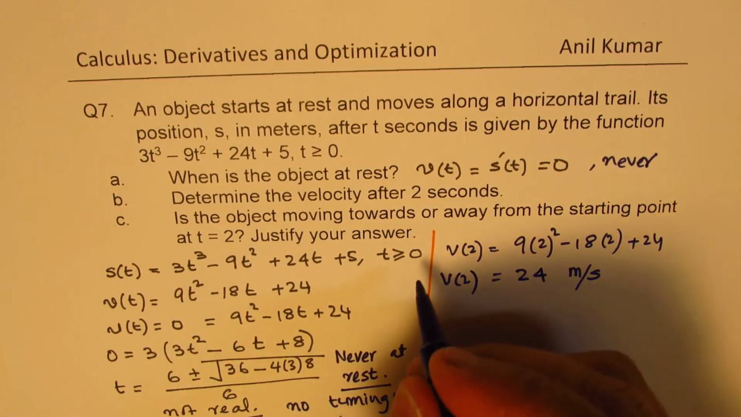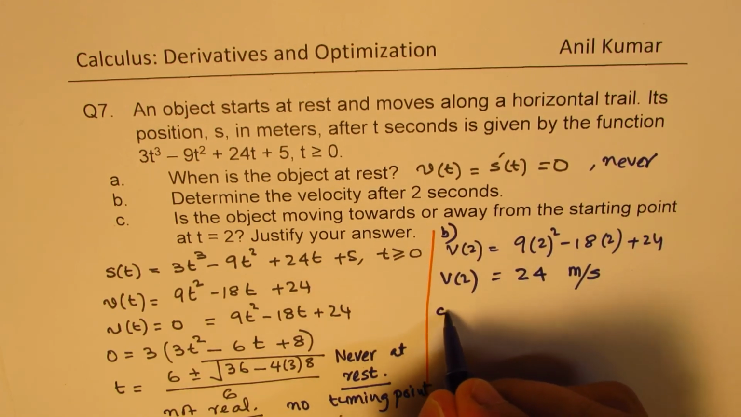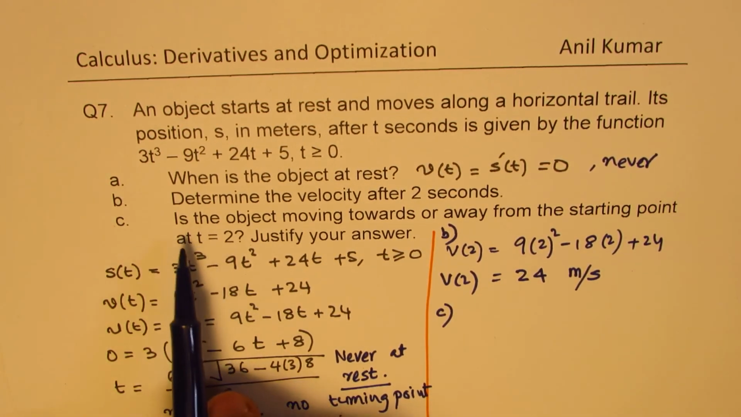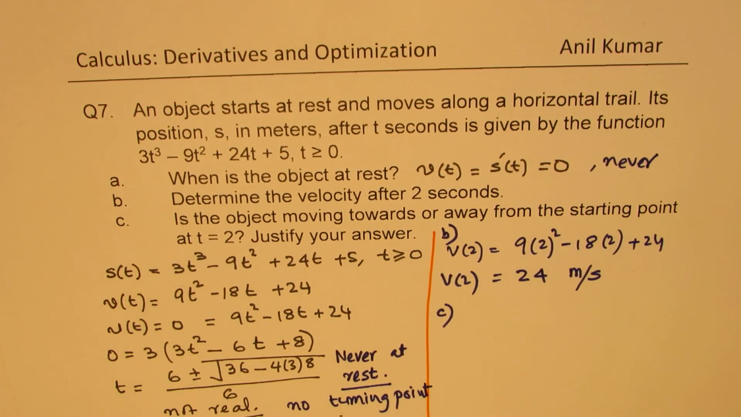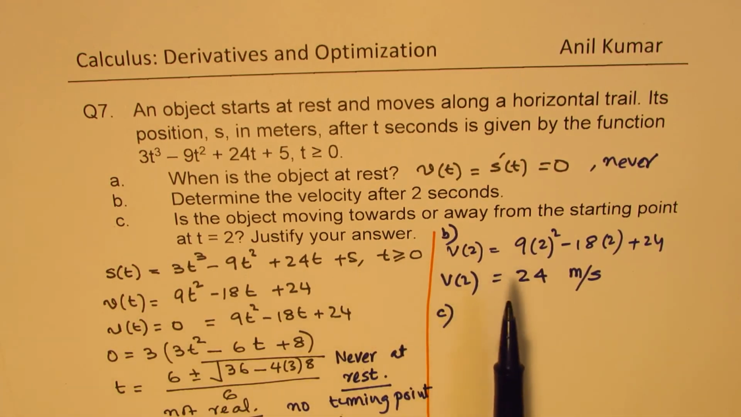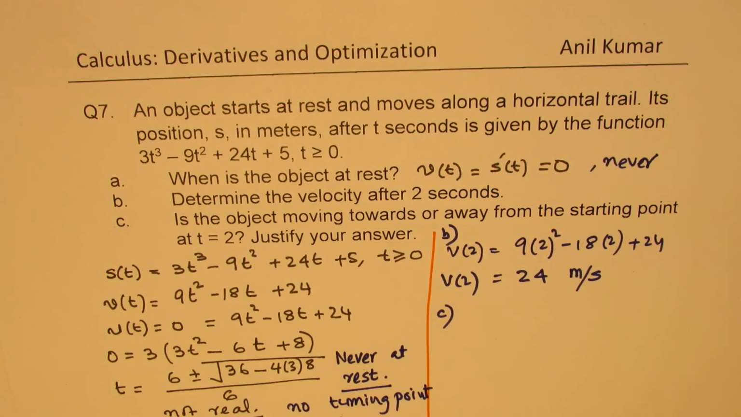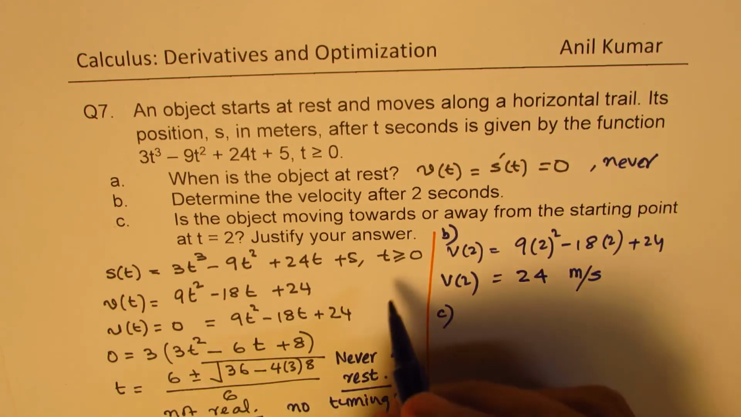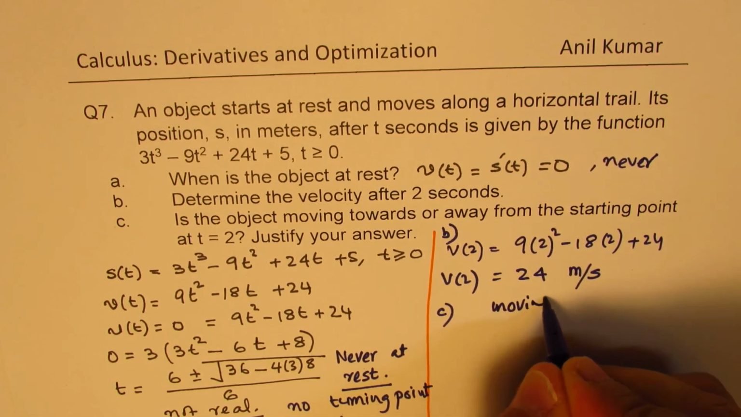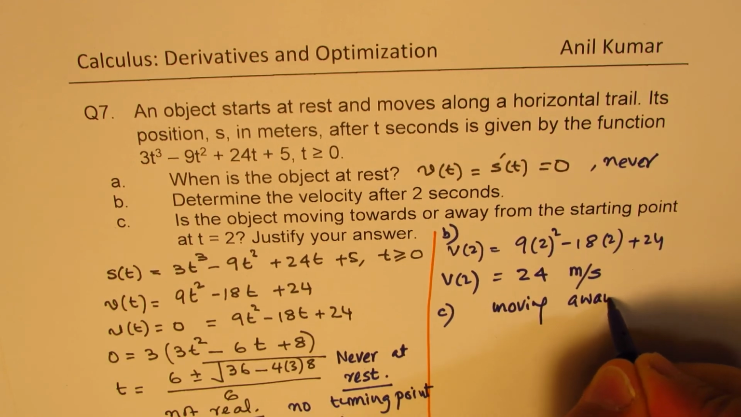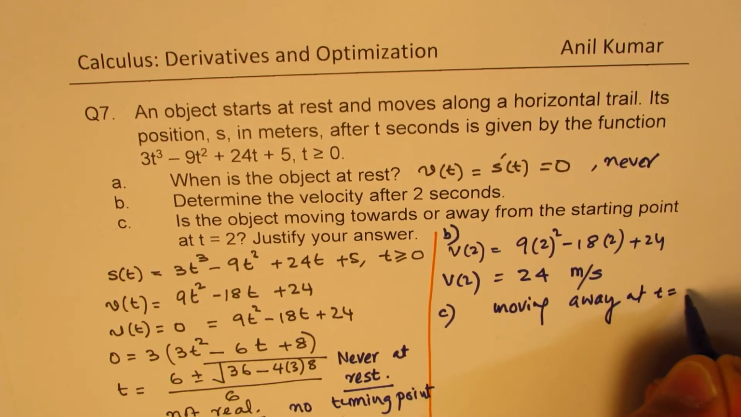Okay. Now this is part B, let's answer part C, which is: is the object moving towards or away from the starting point at t equals 2? Well, we have seen that velocity is positive and there is no turning point. It is never negative, right? It's always positive. So it is always moving away, correct? You can see from these two that it is moving away at t equals 2.